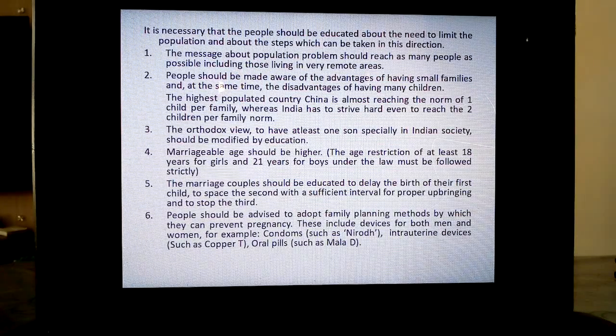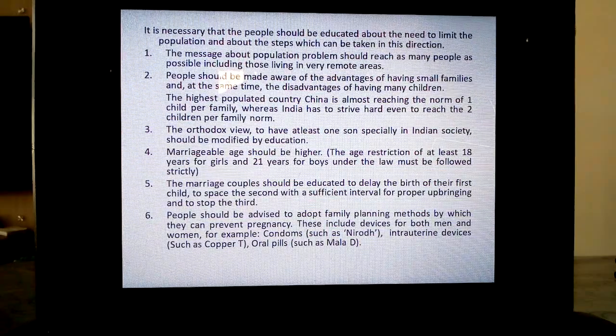So the improvement, development and growth of the country, whatever it may be, is mainly based on the population, children. So the population must be under control. The following steps are to be taken to keep it under control.